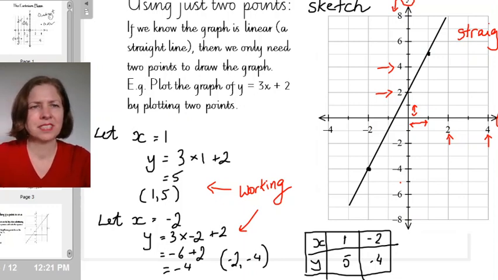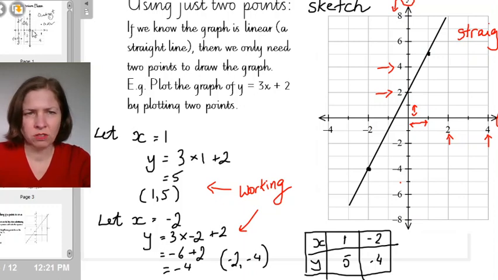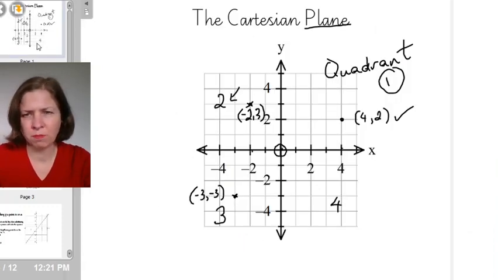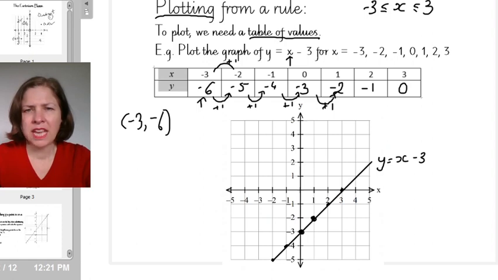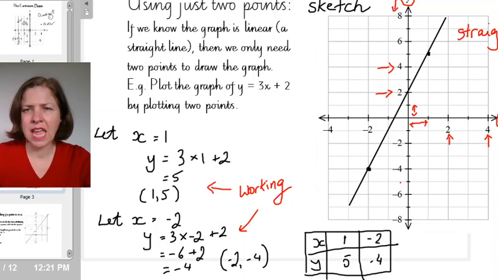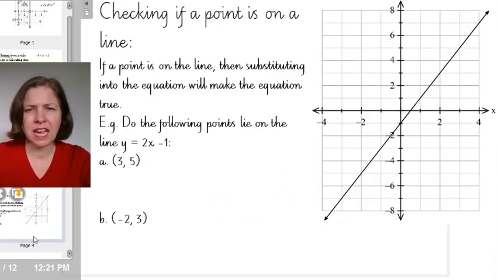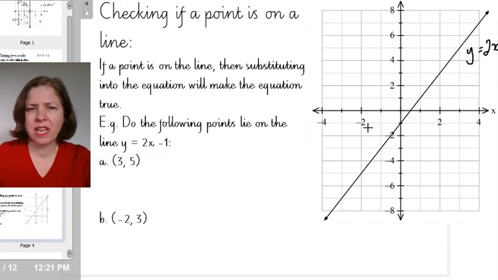All right. So far, we've learnt 2 key skills. Well, we revised the skill of just plotting points. We learnt how to plot from a rule using a table of values. And now we learnt to sketch by just drawing 2 points. Our last skill for today is to check if a point is on a line. So in this example, we are given an equation, and in this case, the line is y equals 2x minus 1. And we're given 2 points, and we need to check if they're on the line.